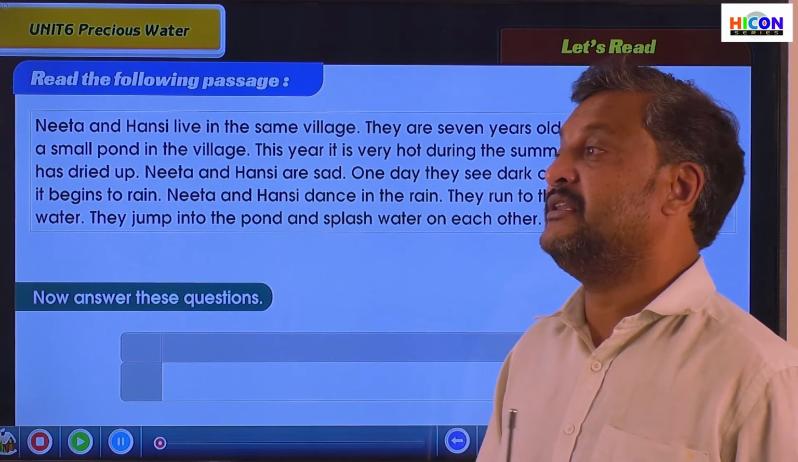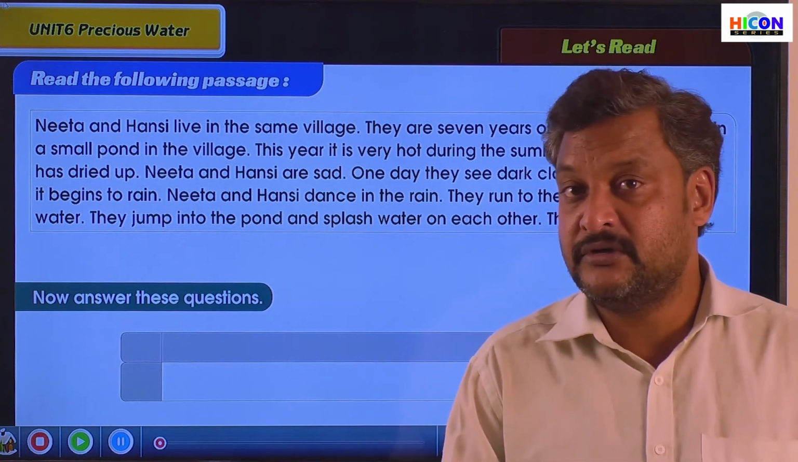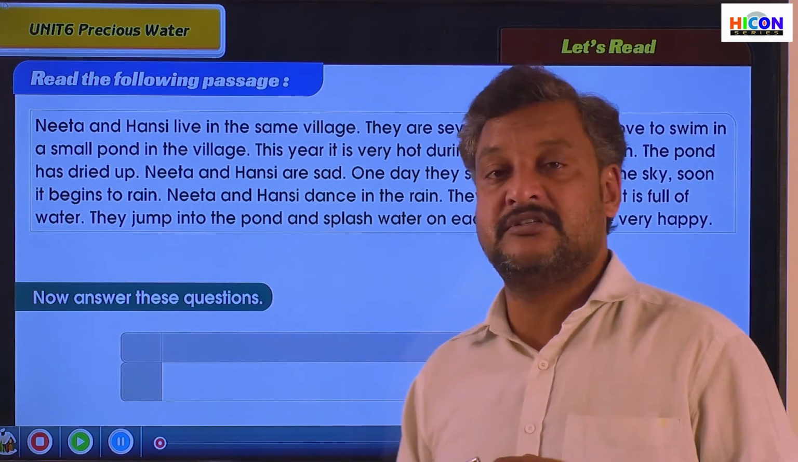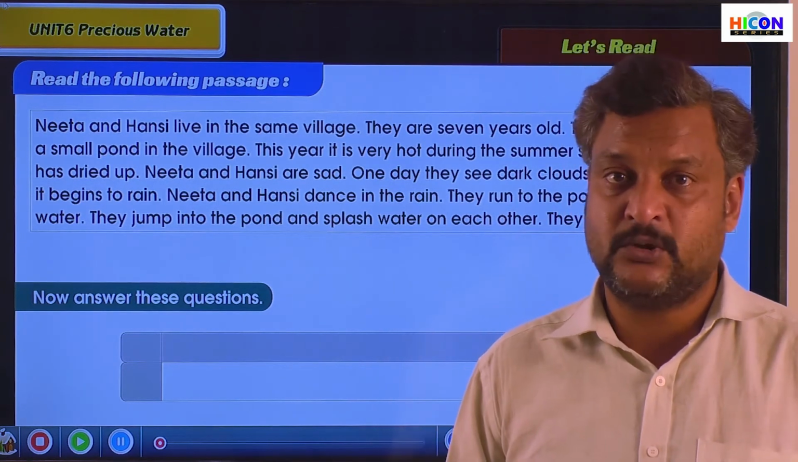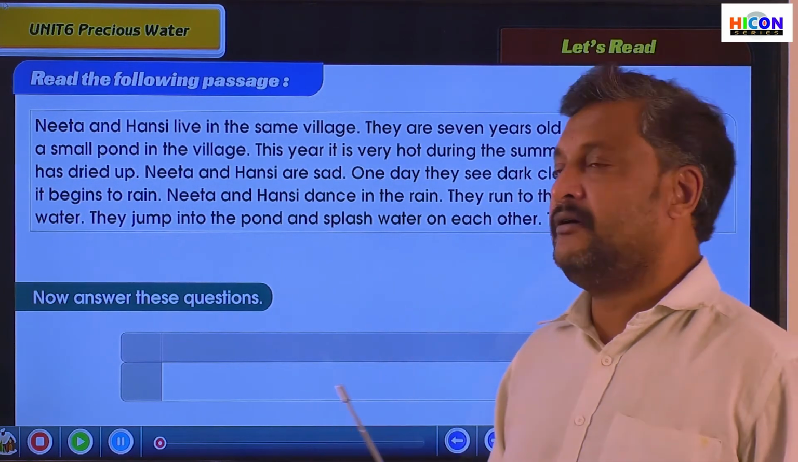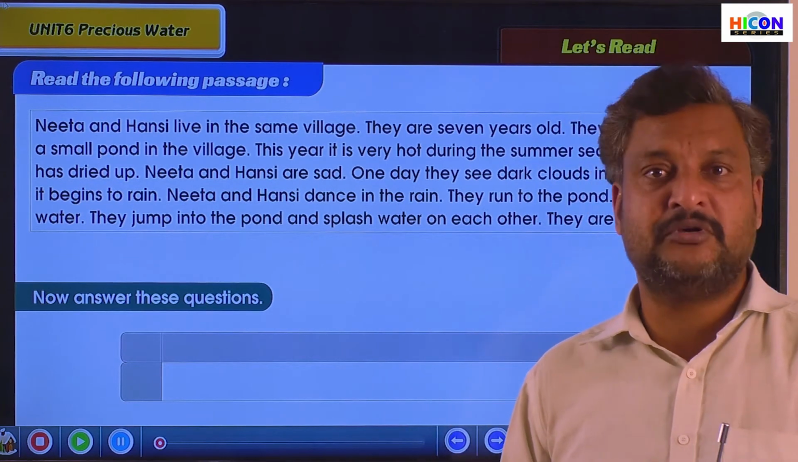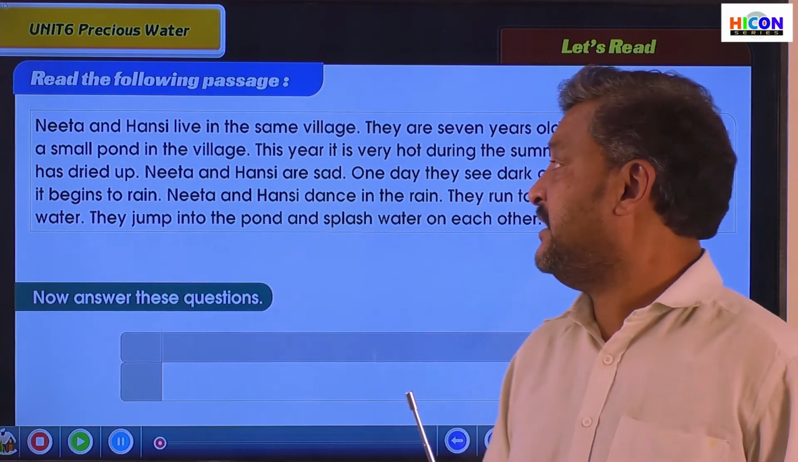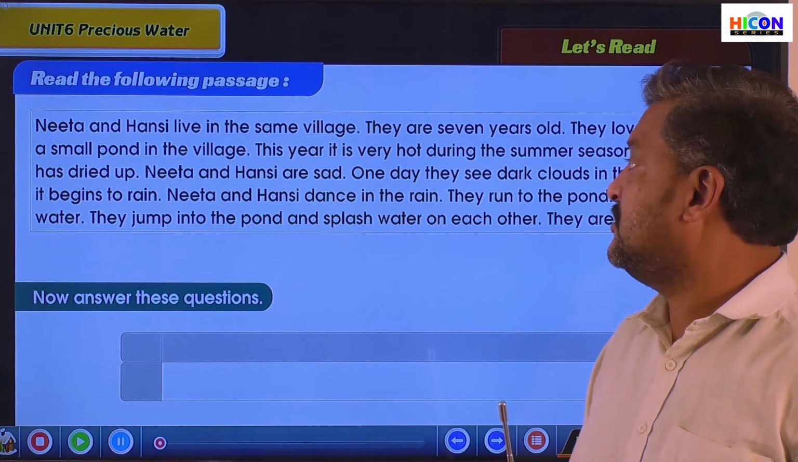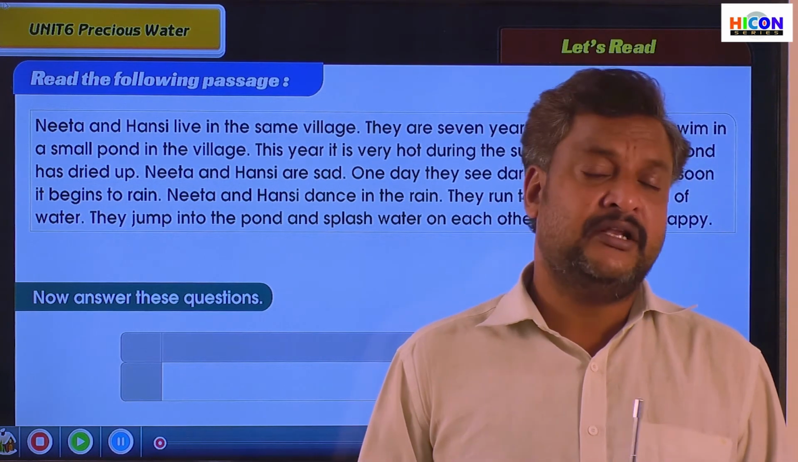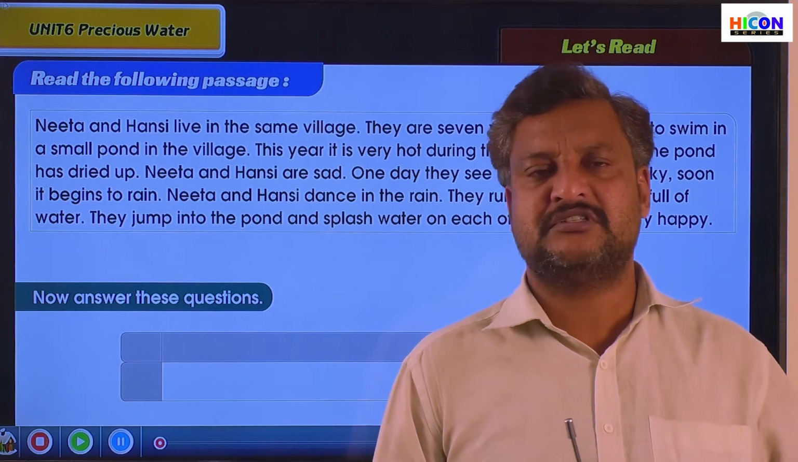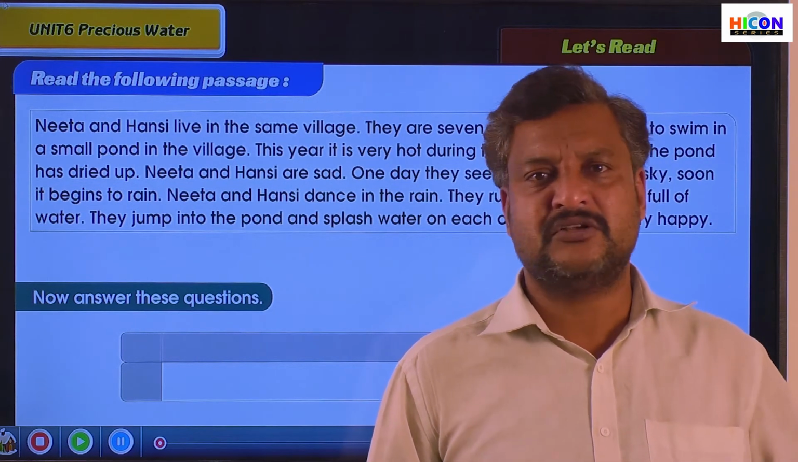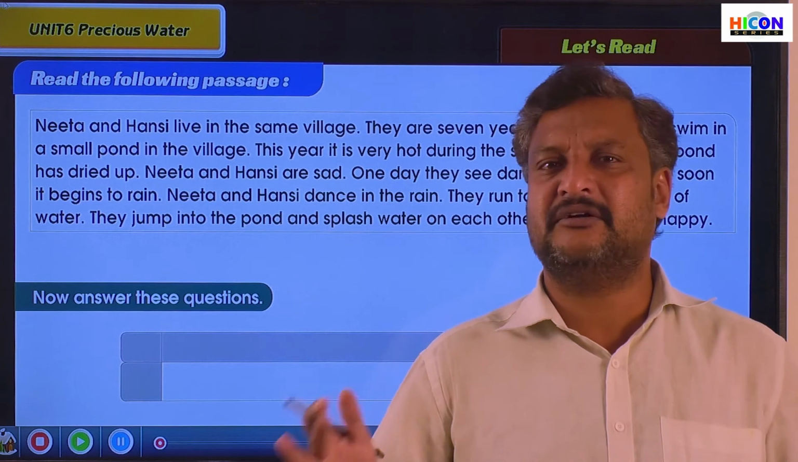So in the village where they live, there is a small pond, and these two girls love to go to the pond and swim in that pond, right? But this year, it's not possible because the summer was very hot, right? It was very hot during the summer, and we know during summer season what happens? The tanks, the ponds, the rivers, the streams, the canals, all these kinds of things dry out, isn't it?